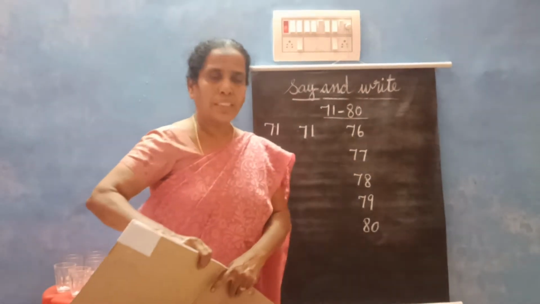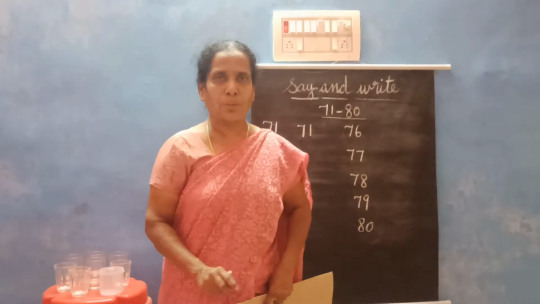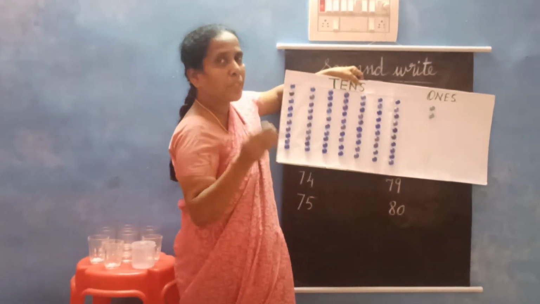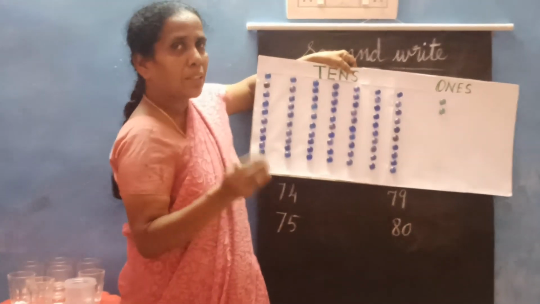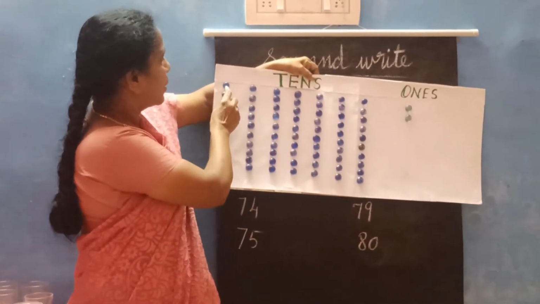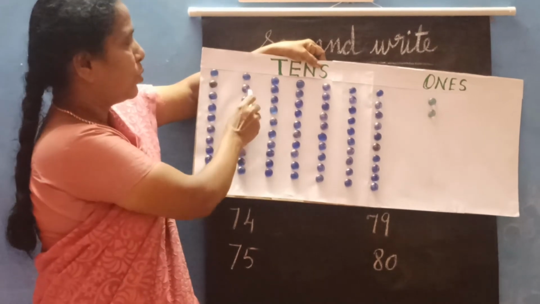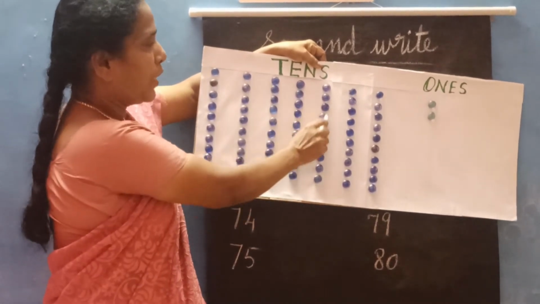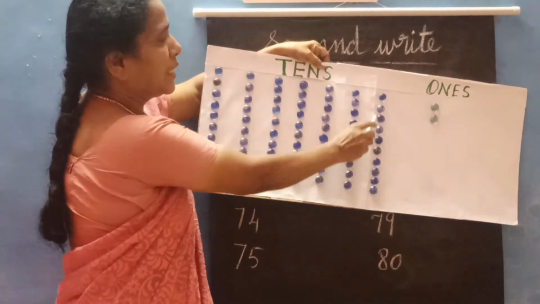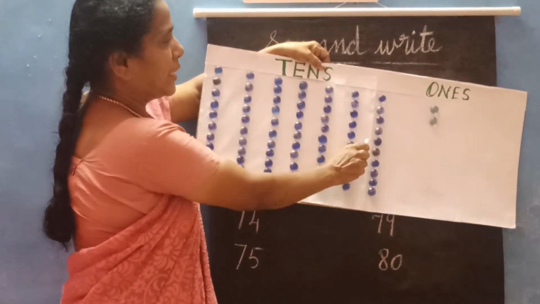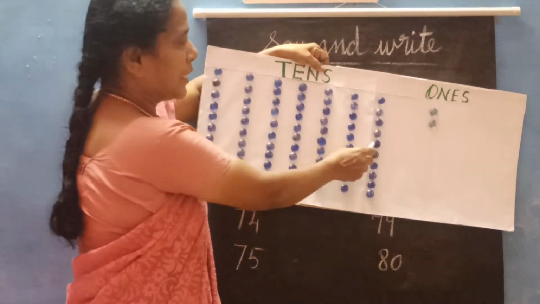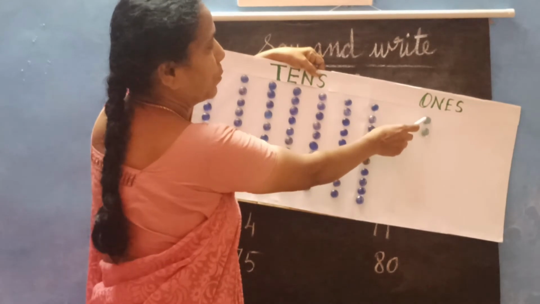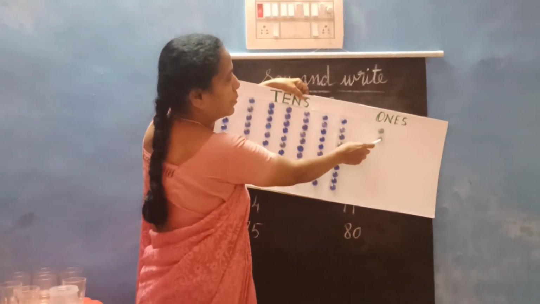Okay, next we will see 72. In 72, how many tens are there? How many ones are there? Now we will see. 1 ten, 2 tens, 3 tens, 4 tens, 5 tens, 6 tens, 7 tens. In 72, 7 tens are there. In the ones place, how many ones are there? 1, 2.